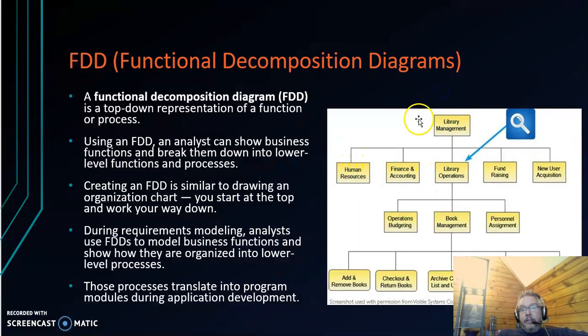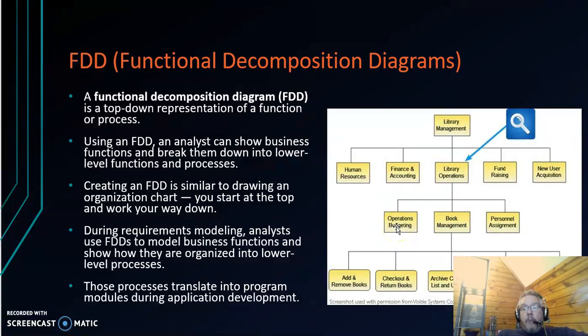So in this particular case, we're looking at the library management system. Beneath that, there are 5 major functions: human resources, finance and accounting, library operations, fundraising, and new user acquisition. Each of these could have further details. So we're only looking at library operations, which include, again, 3 functions within that. So what happens in library operations? Operations budgeting, book management, and then personnel.